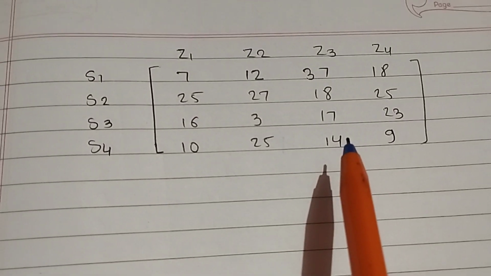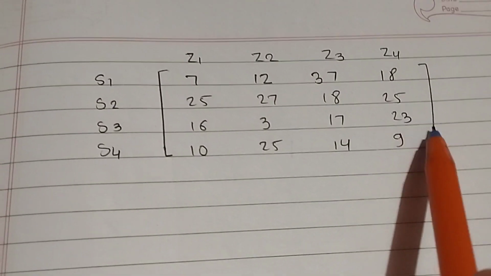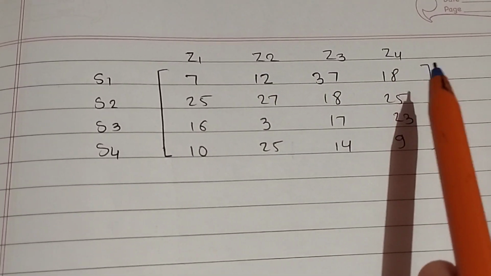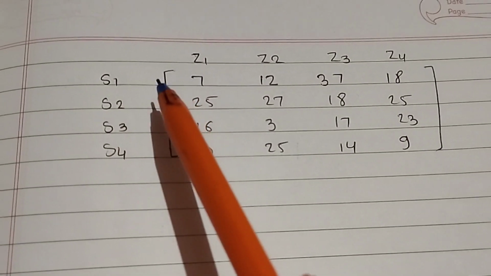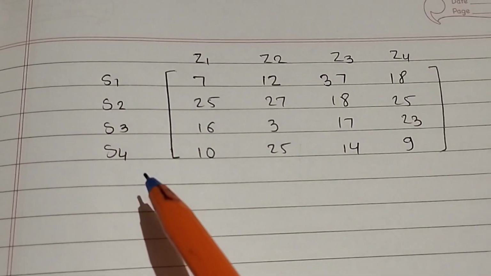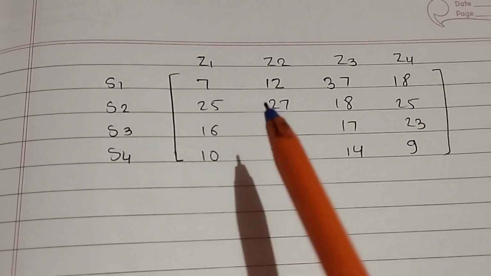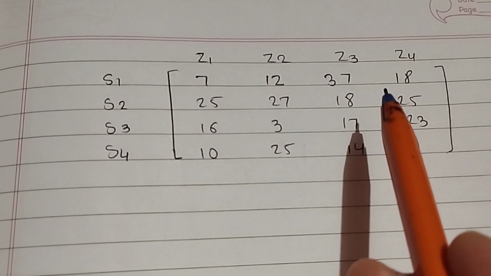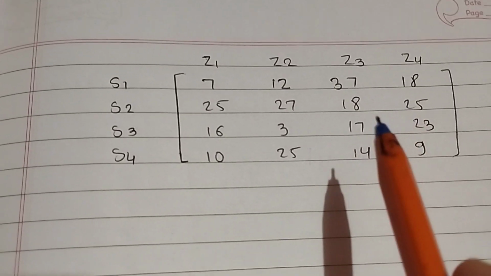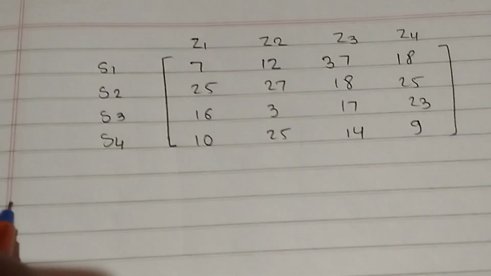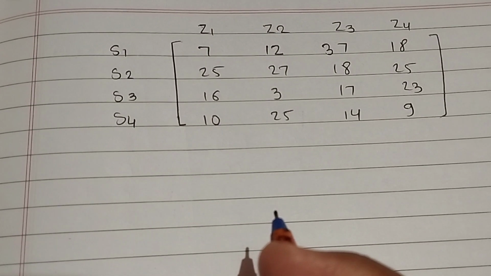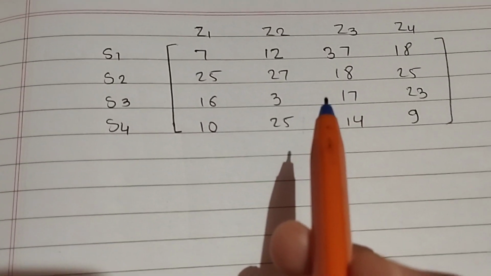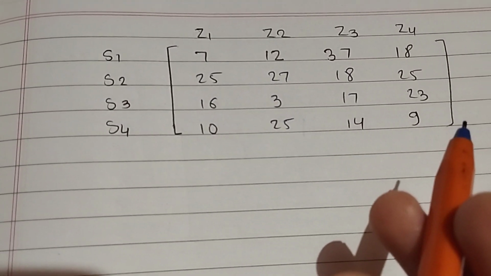In this problem, a marketing manager will assign zones Z1, Z2, Z3 and Z4 to 4 salesmen S1, S2, S3, S4. Each salesman has a different value for the different zones. So we find out the maximum value for each salesman. Let's see how we find it. First step, as I said, find the maximum element from the whole cost matrix.